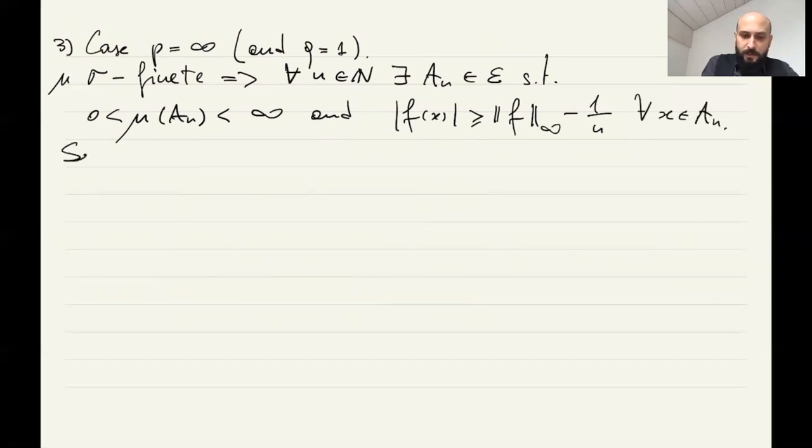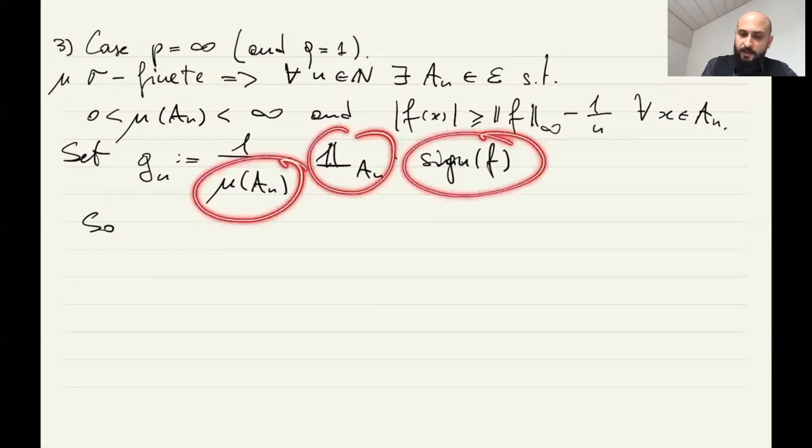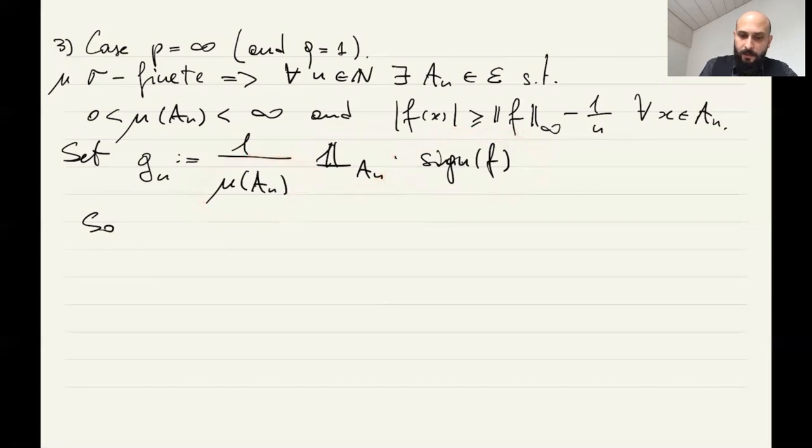Now we consider G_n to be the function 1 over the measure of A_n, the characteristic function of A_n, times the sign of f. So as you see, when you take the norm, the absolute value, the sign disappears, and this is exactly an average. So the function G_n is in L1 with one norm equal to 1.